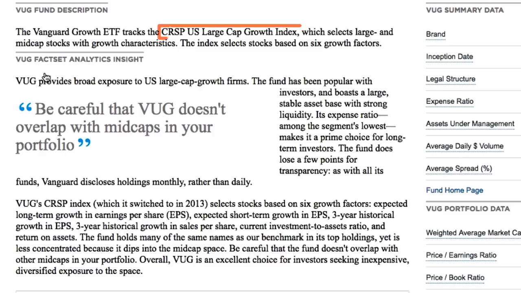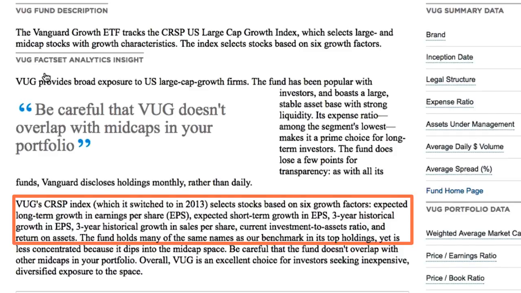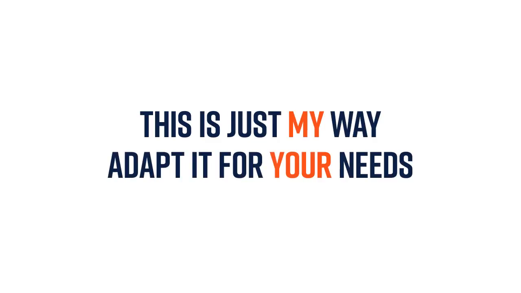I see what index the fund tracks and what is in the index. After reading through each fund, I decided to choose VUG. It has 6 growth factors to consider for each company, the largest assets under management, and the lowest spread. This is the way I would choose my ETFs, but you can adapt it to your needs.